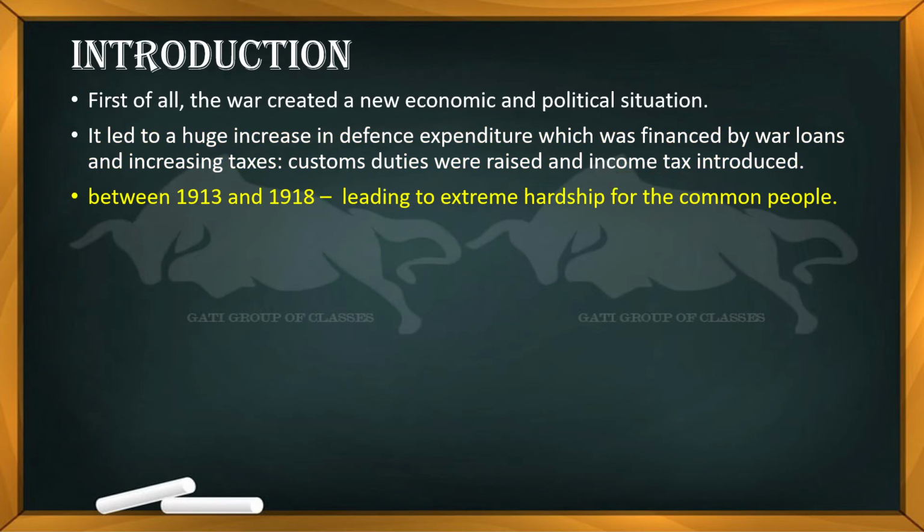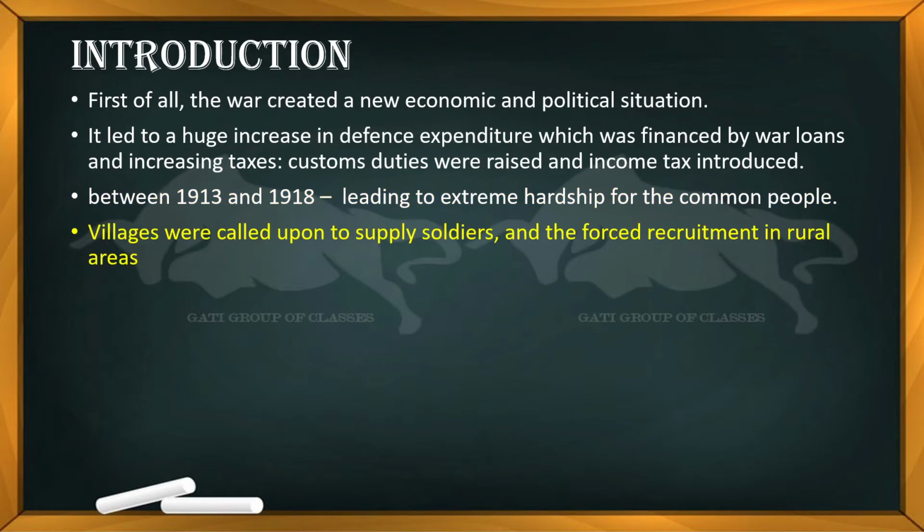Now, the next thing is that 1913 to 1918 was the time period when extreme hardship was going on for the common people. Let's discuss those problems. First of all, the forced recruitment. The Britishers were forcing people, for what? For recruitment, for supplying soldiers for the war. This is particularly about India.